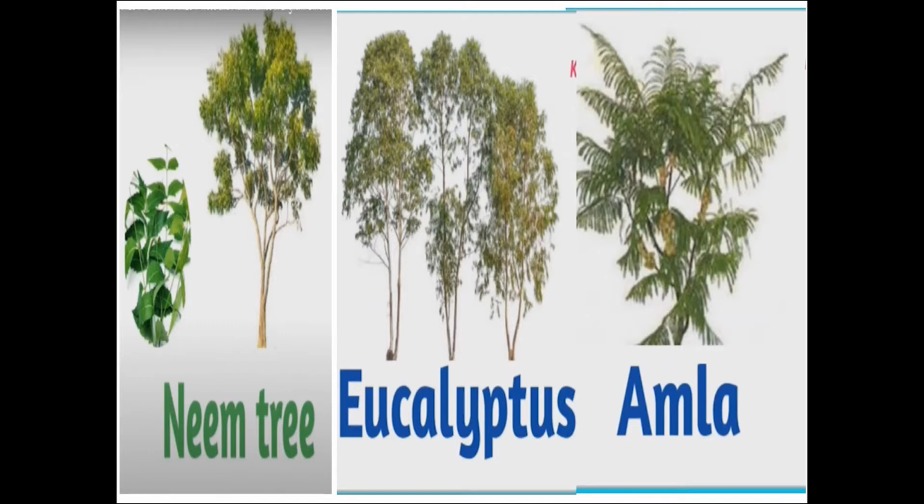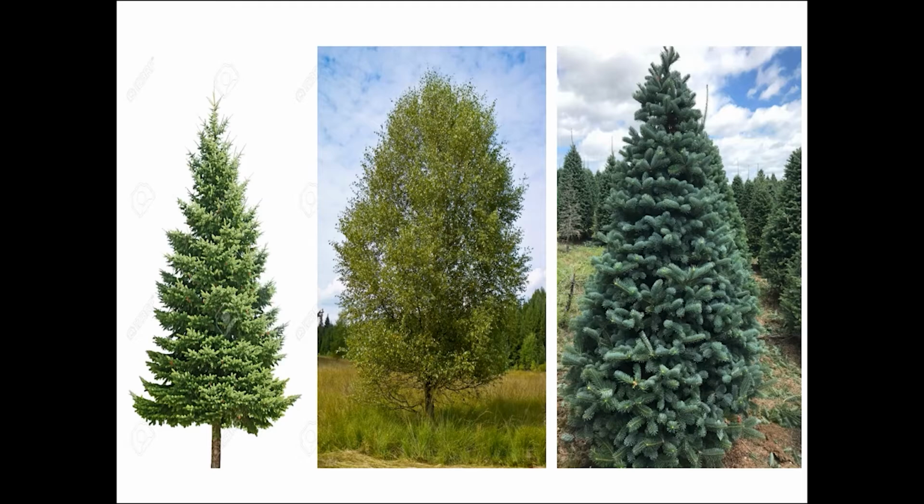For example, leaves and barks of neem trees are used to make medicines, toothpaste, soap, and shampoo. We get oil from eucalyptus trees and also from the extracts of amla fruits. The amla fruits are also used to make chutney and pickle. In hilly regions, we can see trees like pine, birch, fir, etc.